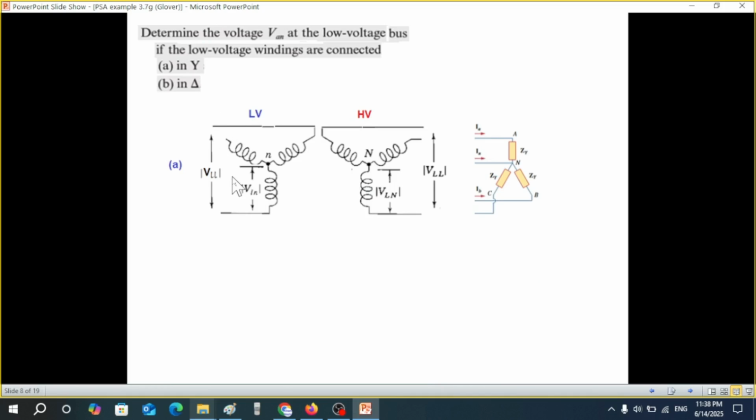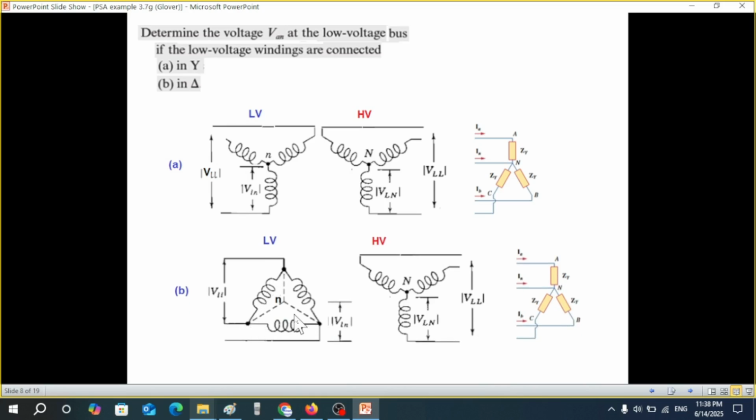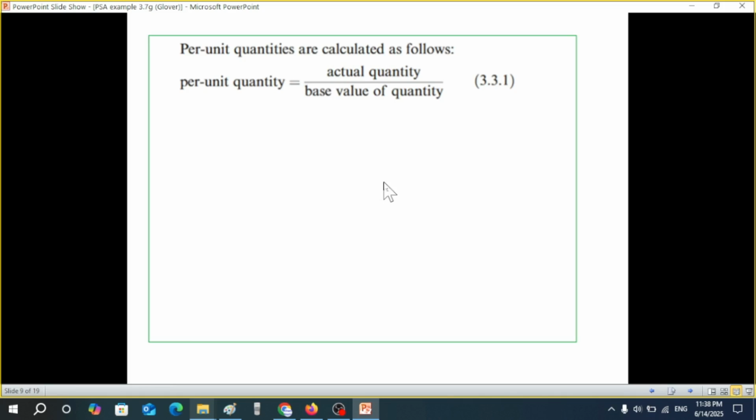In the first case, we have low voltage Y and high voltage Y, both YY, and then the load is connected. In the second case, the low voltage is delta and high voltage is Y and the load is connected. So we have to deal with them separately. Then a revision of the per unit quantity. We know per unit quantity is the actual quantity divided by the base value.